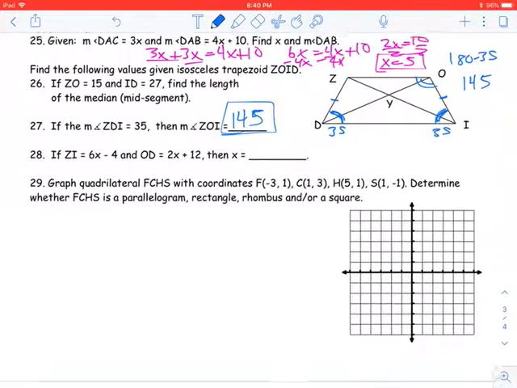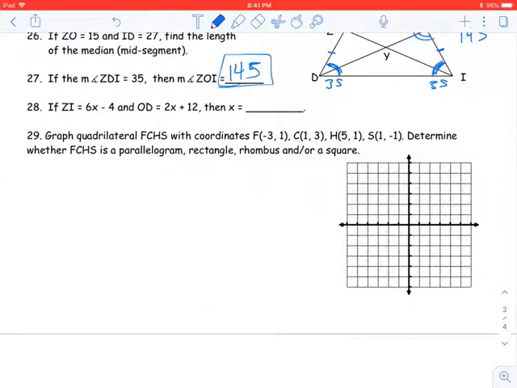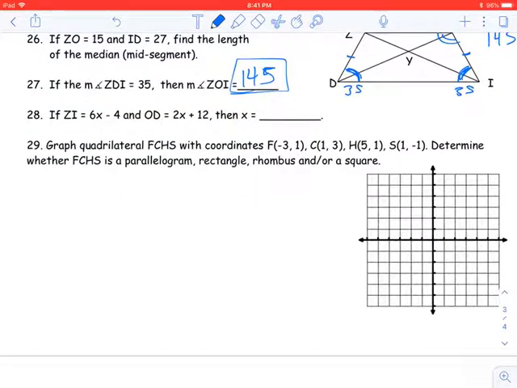And then number 29, same thing we did before. What kind of parallelogram is this? This is one we're going to go ahead and do in class, so keep that in mind as we go. That'll be on the other video, I think.